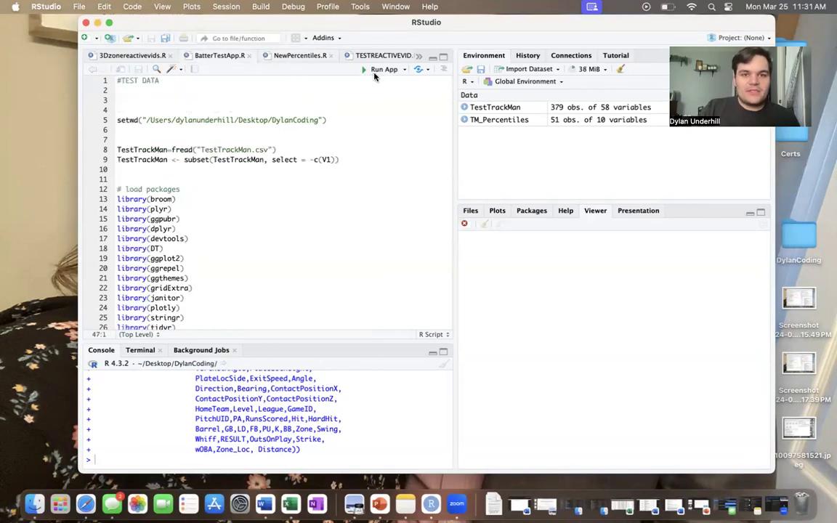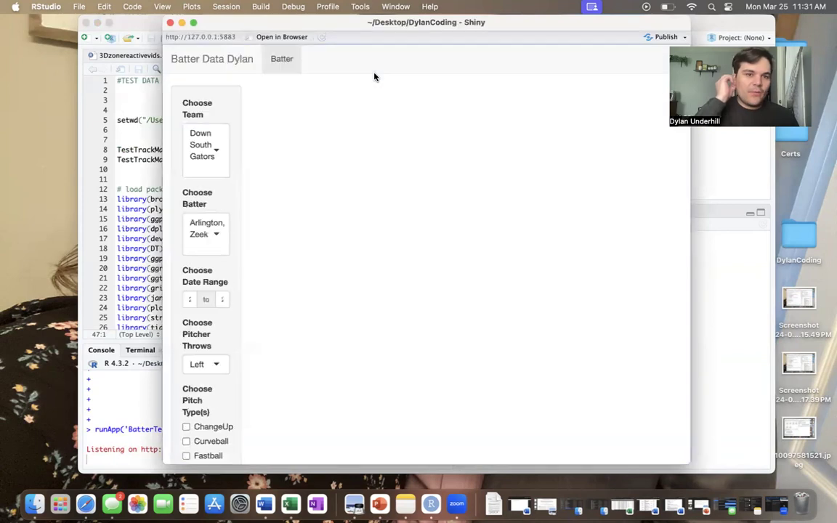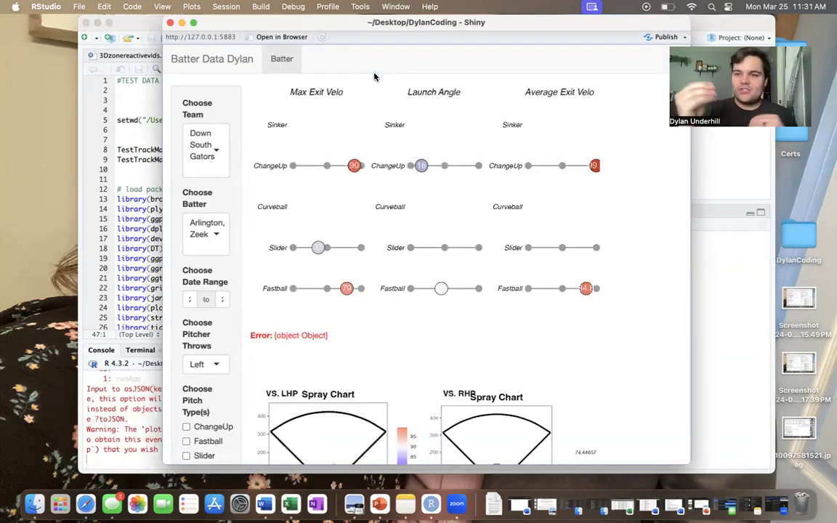And so I've been running percentiles a certain way for quite a while now. I've been running them in this sort of way where it populates without being reactive. It's not very reactive, and it doesn't look as clean. As you can see here, these are some percentiles I ran up for an app I did previously. You can see percentiles with max velo, launch angle, average exit velo, those different kinds of things.